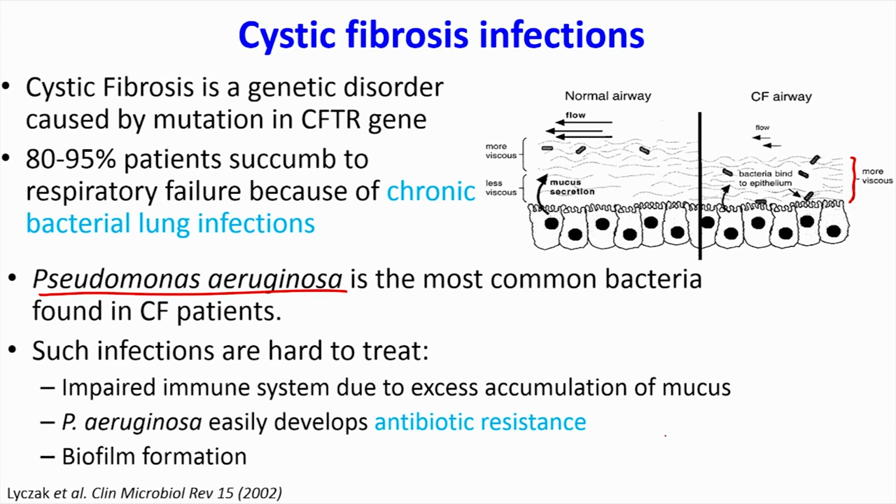First of all, there is already an impaired immune system present in the surrounding, as this mucus is so thick that the immune cells are also finding it hard to move around in it, and then the Pseudomonas aeruginosa actually develops antibiotic resistance to whatever antibiotic you are giving.